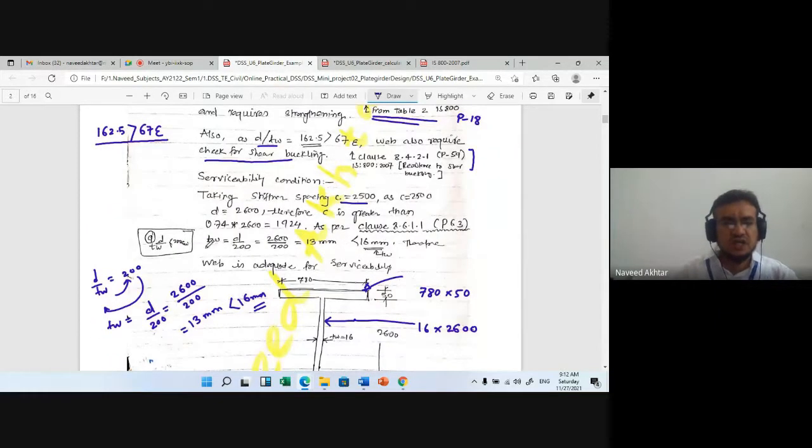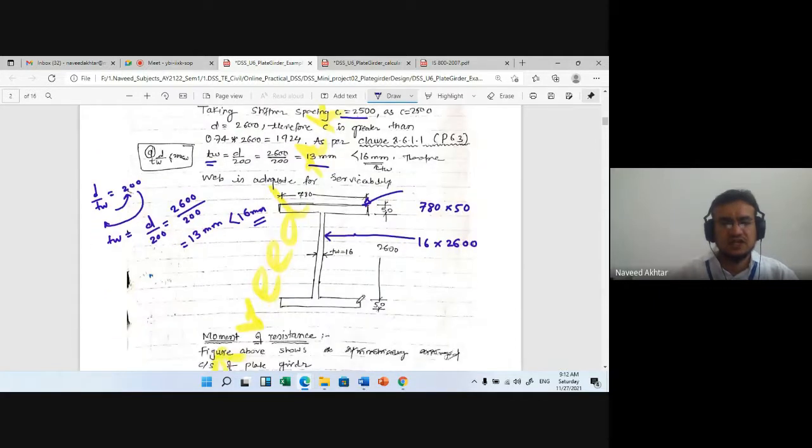Then, based on the serviceability condition, we have checked the tw, that is the thickness of web you have chosen, whether it is safe or not. In serviceability condition, tw we have found is coming 13 mm, which is less than 16 mm, and so we can go for that.